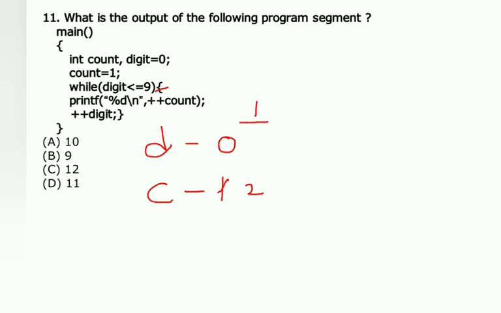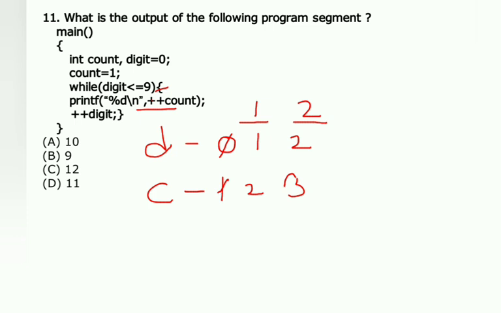Next, pre-increment the digit value. The digit value is 0, it will be incremented to 1. So in the second iteration, again we will go and check. Now the digit value is 1 and the count value is 2. So digit 1 less than or equals to 9 will be satisfied, and now it enters the loop. Pre-increment count, that means it will become 3, and increment the digit value, that is 2.